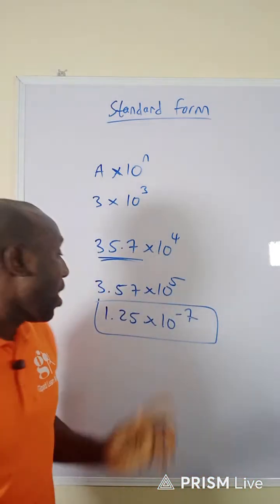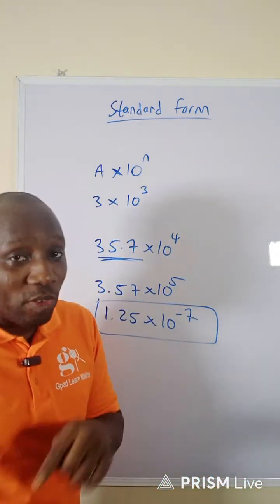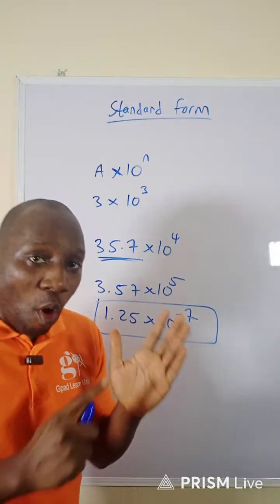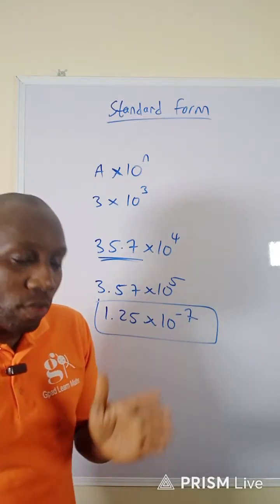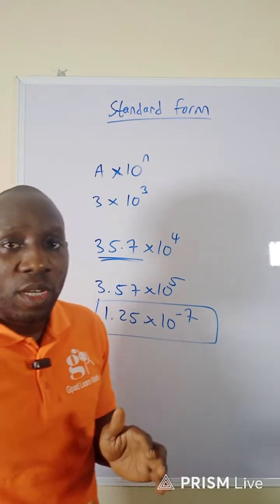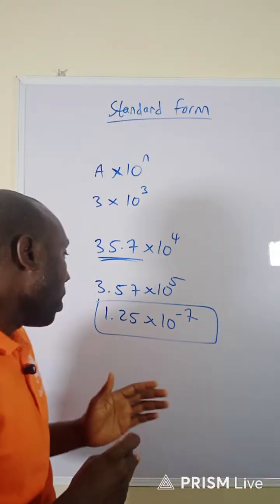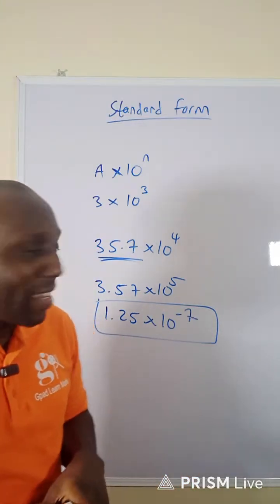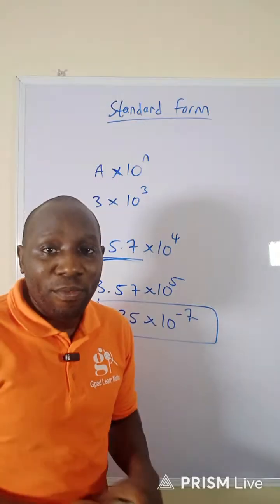It has to be between 1 and 10. 1.25 is not 125. It is 1.25. So it's just somewhere between 1 and 2, but it's leaning towards 1 more than 2.